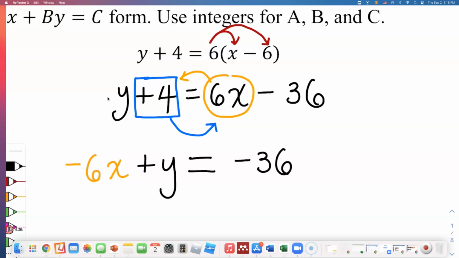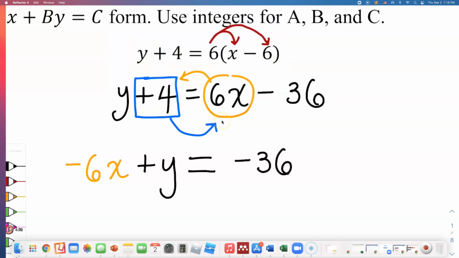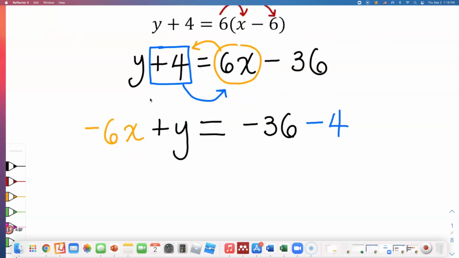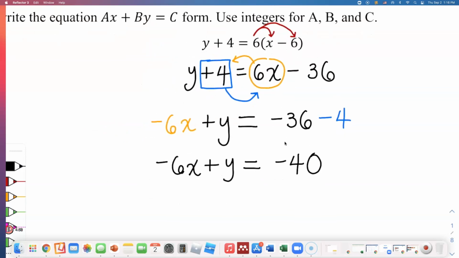But remember I said that I will be moving the positive 4 to the other side across the equal sign by subtracting 4. So the plus 4 will appear as minus 4 on this side. I'm almost done. So the left side looks beautiful. I have negative 6x plus 1y, right? Both are integers. And if I add negative 36 plus negative 4, or subtract 4 from negative 36, that gives me negative 40. If you can tell right here, all integers for A, B, and C. This is A.